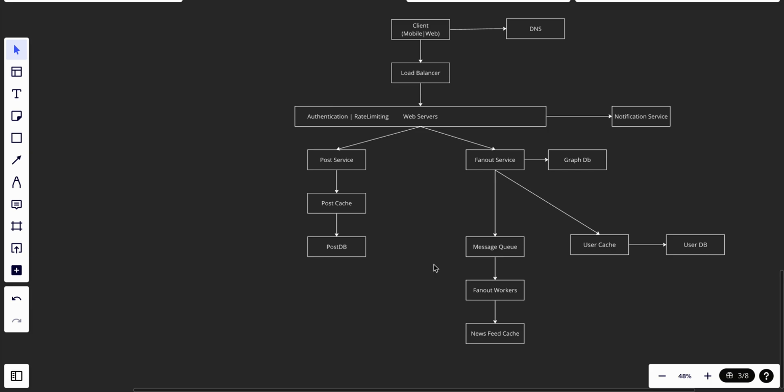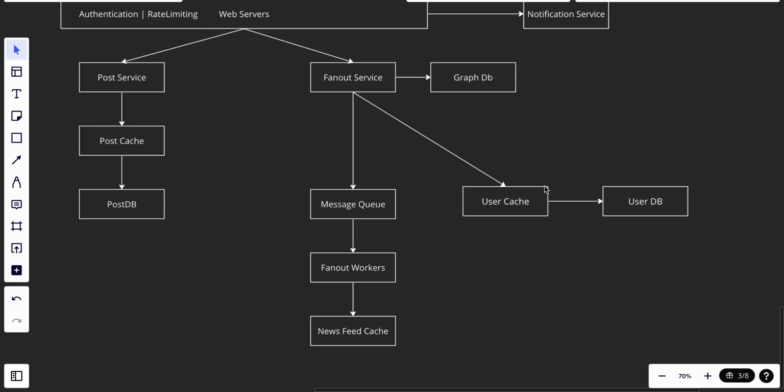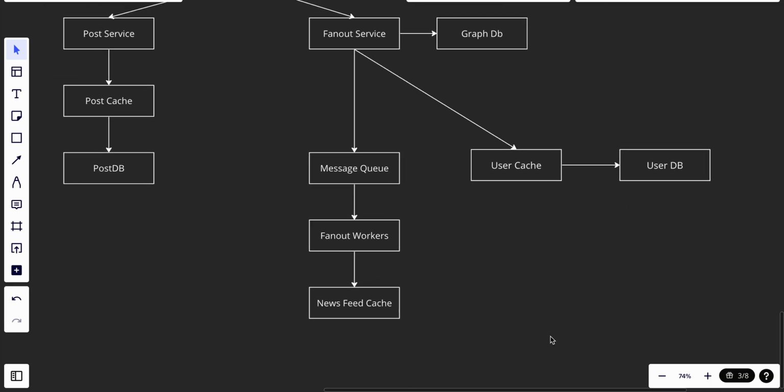The second thing that we'll talk about is the fan out service. The fan out service is basically the process of delivering the post to all friends. It's how we actually see the newsfeed. This is the bread and butter. I don't know what the phrase was, but I hope that you understand me. So the fan out is the process of delivering the post to all of the friends.